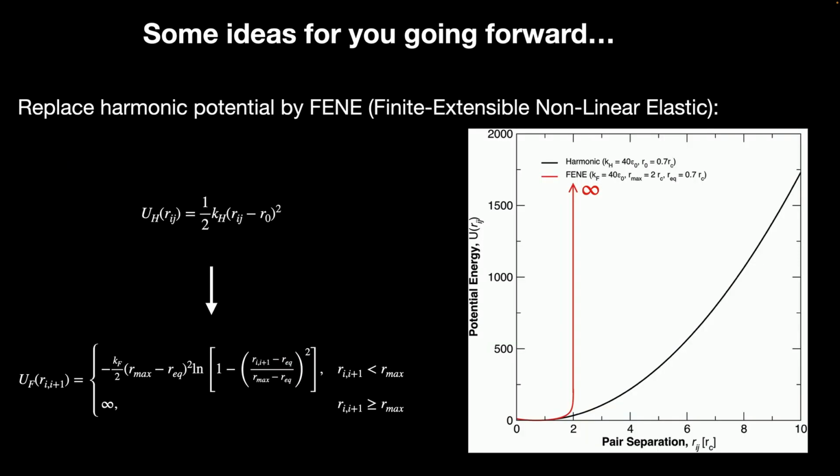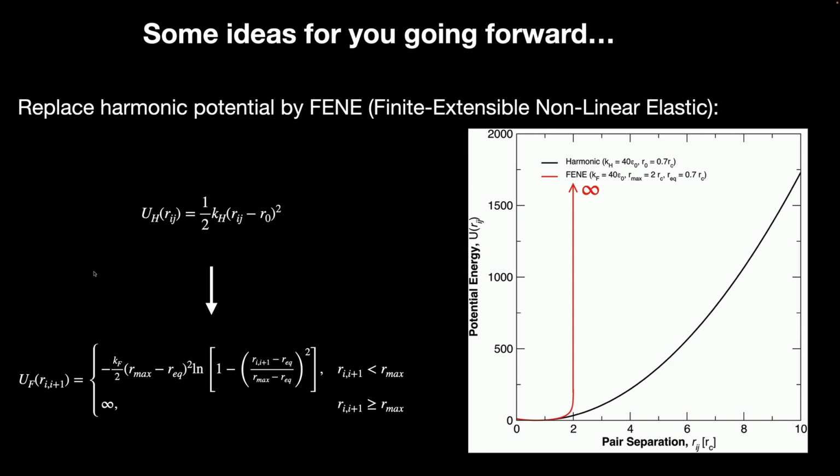In fact, here are some other suggestions. We implemented bonding in this code by looking at the harmonic potential, largely because it's the easiest way to do this. But there are other potentials that are commonly used. The most common one in my experience is FENE, the finite extensible nonlinear elastic potential. And it's given by this formula here. So if your separation distance between adjacent monomers is less than R max, then the potential is given by this function here. Otherwise, the potential is infinite.